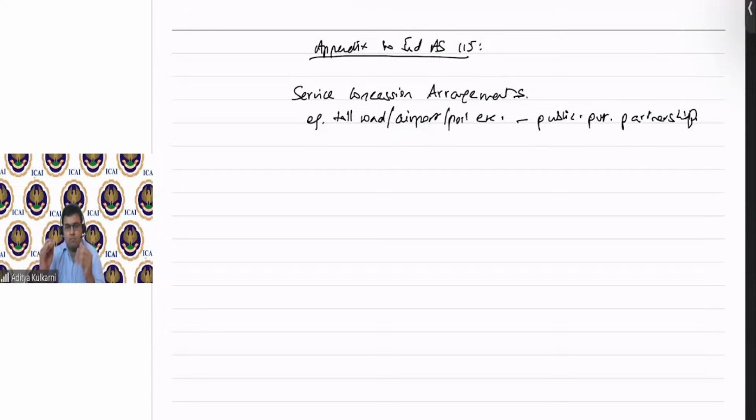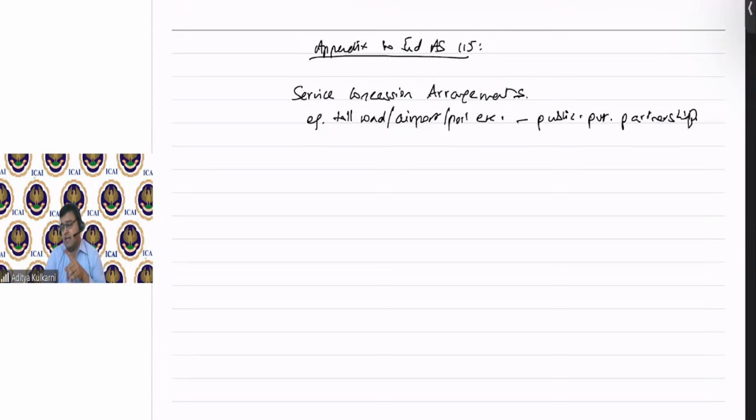Tell me one thing. These airports, L&T builds a highway in some state or in some hilly terrain. Adani constructs a port for the requirement of the government. Tell me, these assets which they are building, is it property, plant and equipment for the entity? Answer is no. It is the property, plant and equipment for the government.